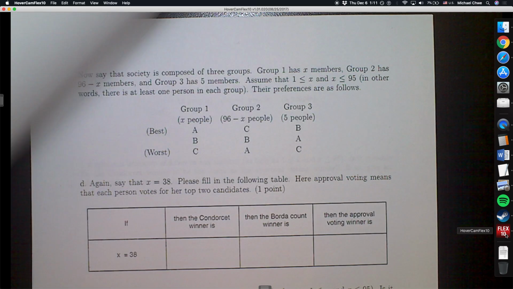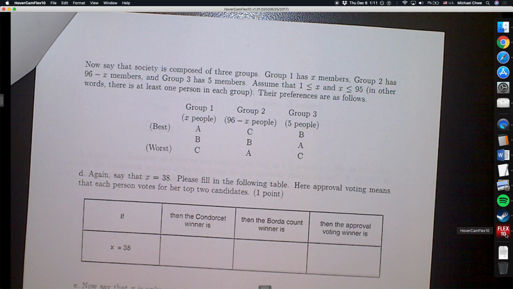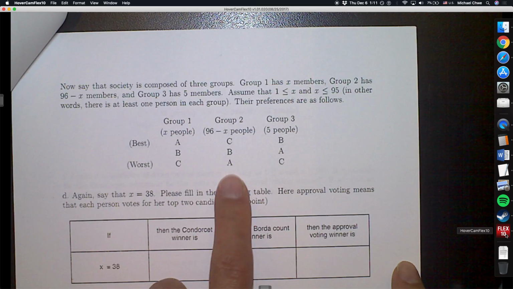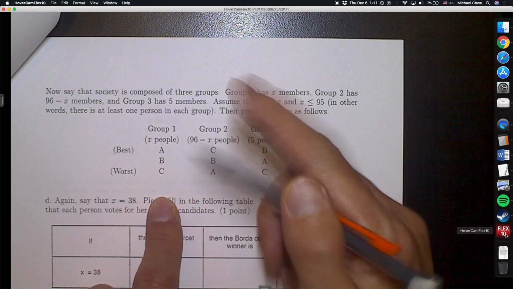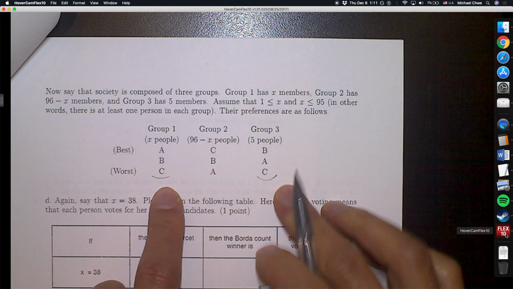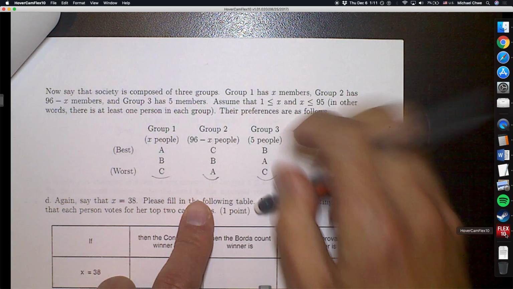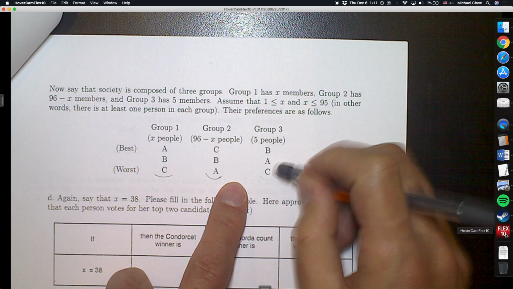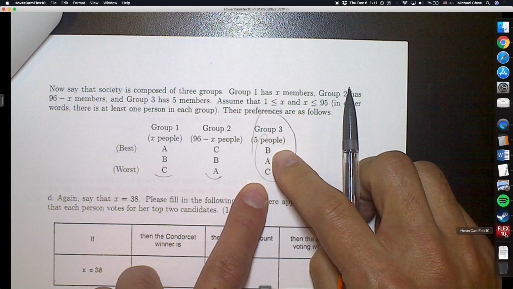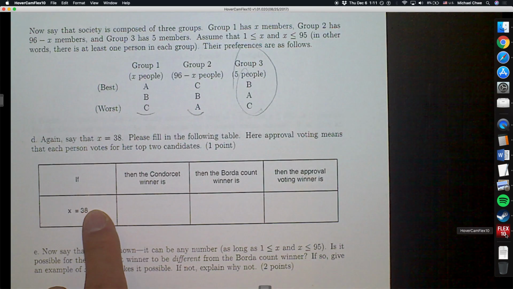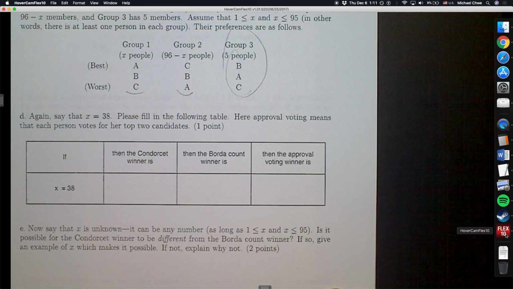The next problems are harder, so I'll just talk about it. Maybe we should move on to the next ones. But take a look at this one. It has exactly what someone said. ABC and CBA are the two extreme groups, and there's a compromise group of 5 people who like B a lot. Now you're also going to look at what happens when X changes. Do you want to do those, or should we move on?